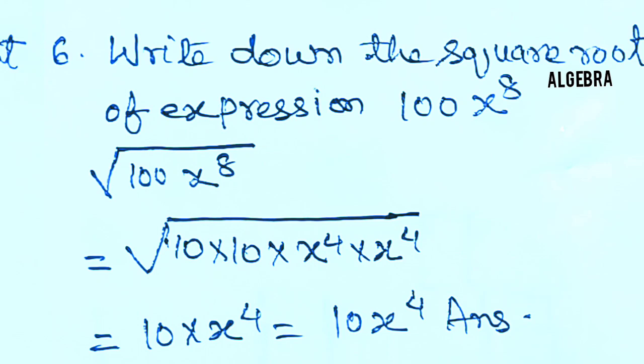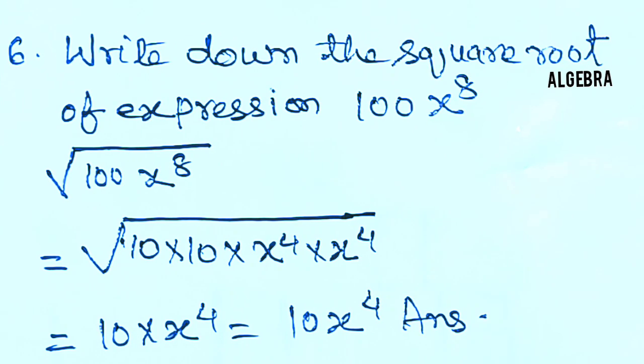6. Write down the square root of expression 100x^8. The square root of 100x^8 is equal to the square root of 10 into x^4 into x^4, which is equal to 10 into x^4, which is equal to 10x^4. Answer.